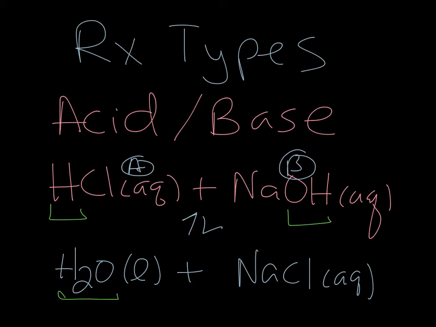And let me change colors again here. And then my NaCl will come from the Cl on the acid and the Na on the base. So we get water and a salt, being a metal and a nonmetal with opposite charges, so a cation and an anion.